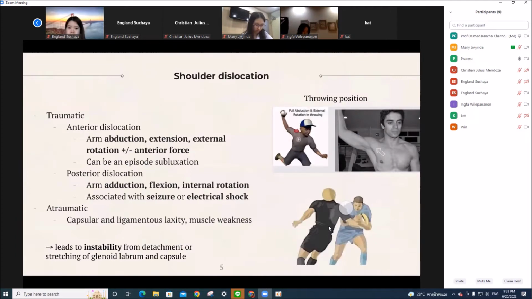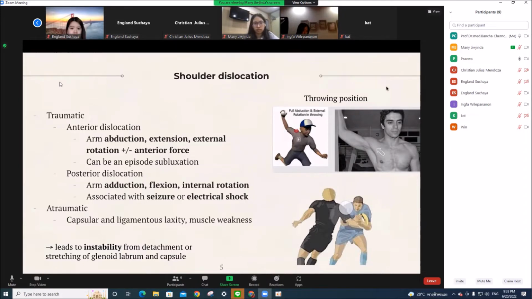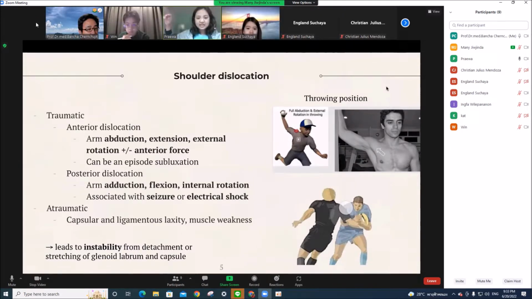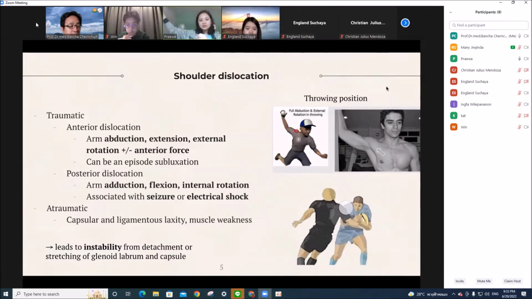And for shoulder dislocation, we can divide it into traumatic or atraumatic. For the traumatic event, for the anterior dislocation, the mechanism typically is arm abduction, then extension and external rotation, and there might or might not be an anterior force. If the mechanism is like this, the patient will get an anterior dislocation, and it's the most common dislocation.